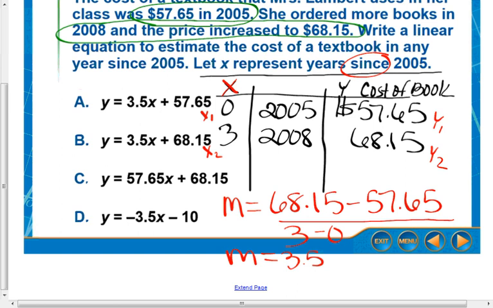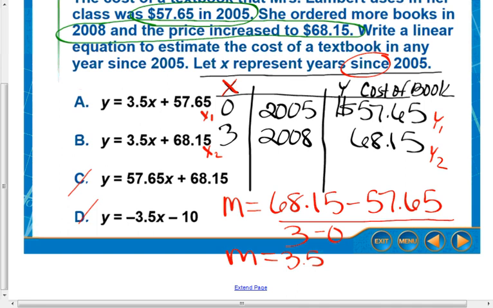So here we put the associated costs with the book. I just went ahead and set up my equation with y2 minus y1 and x2 minus x1, and I ended up with a slope of 3.5. So that eliminates C and D, right? Now it's a matter of which one is it, A or B?